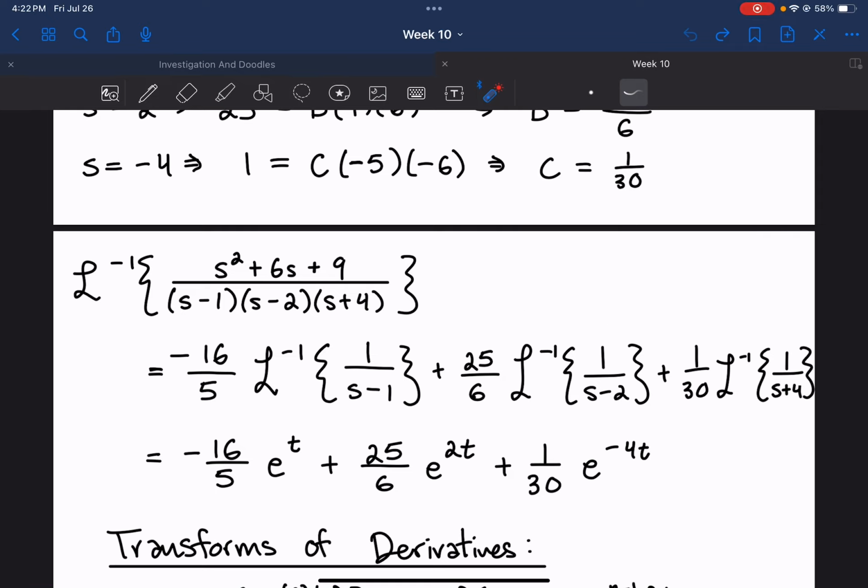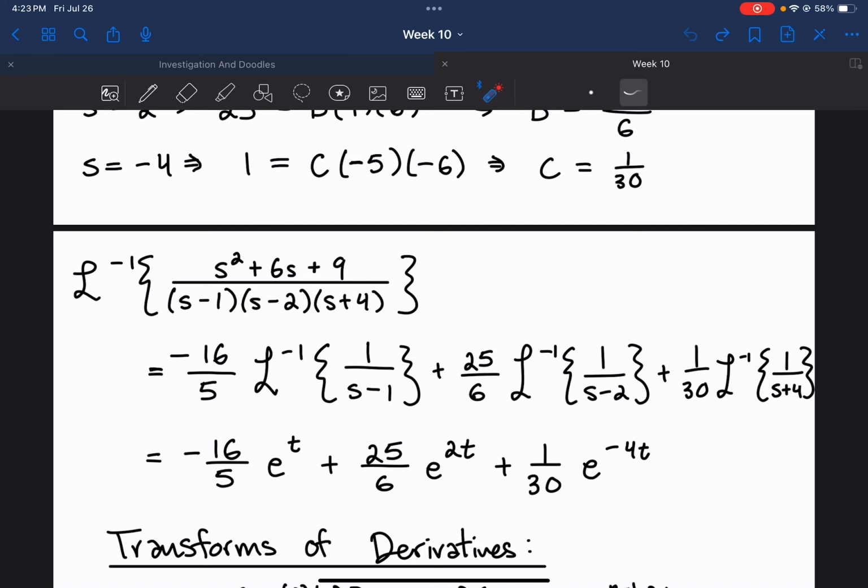So the constant stays out front. The inverse Laplace transform of 1 over s minus 1, this is e to the t, e to the 1t, technically. Same thing in the second one. This constant stays out front, and this becomes e to the 2t. And then last but not least, the constant stays out front, and this becomes e to the negative 4t, right? Because this is s minus negative 4 in the denominator. So that's basically as hard as it gets, right?